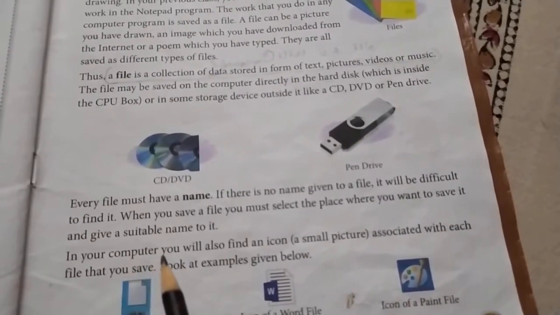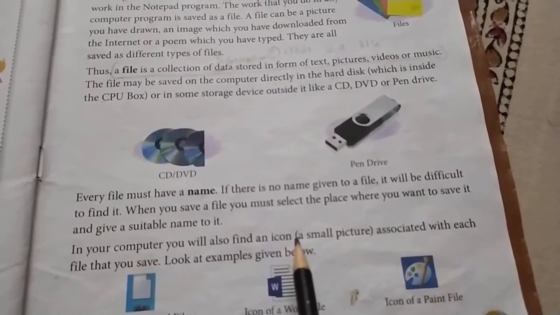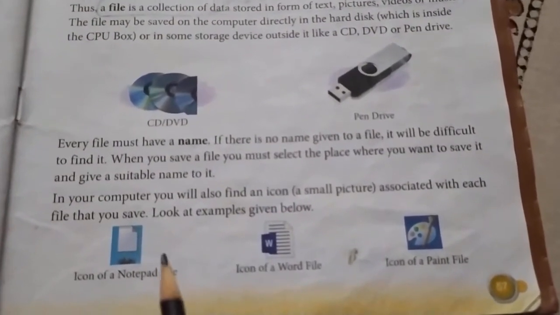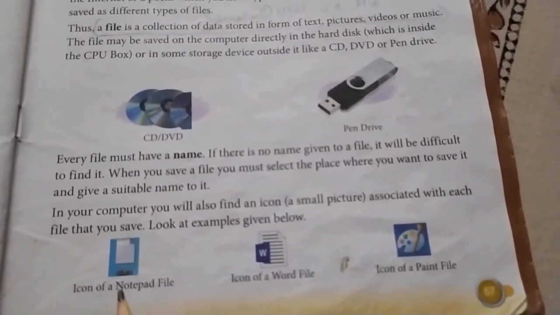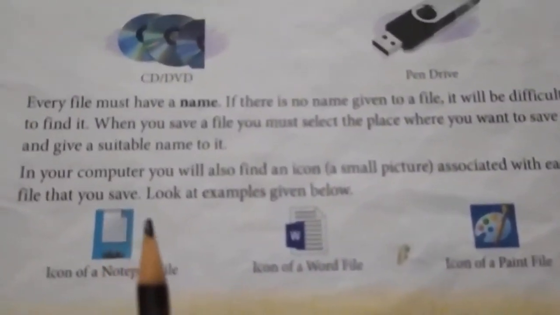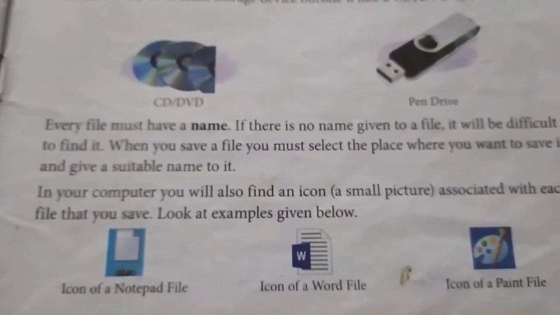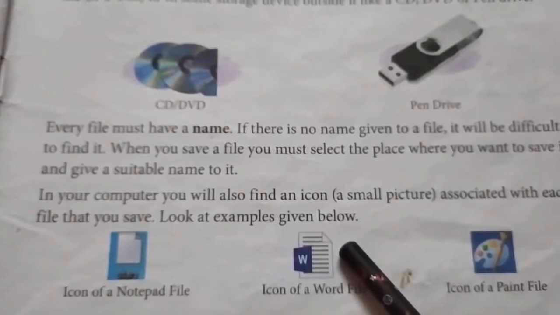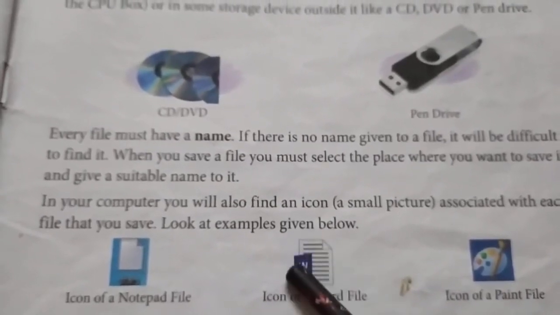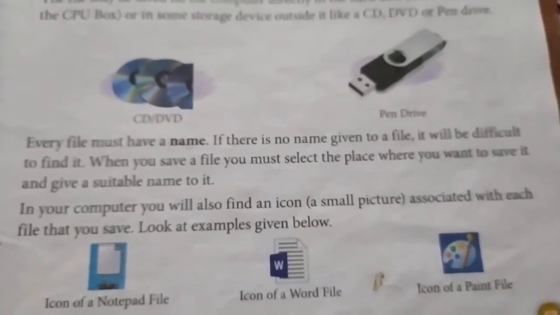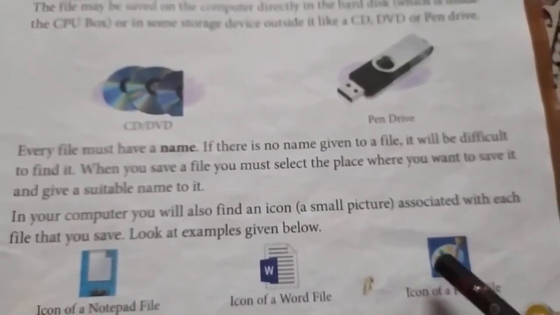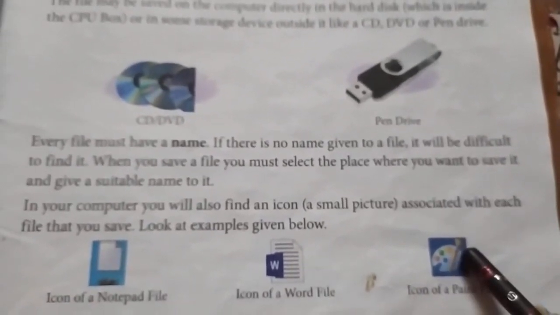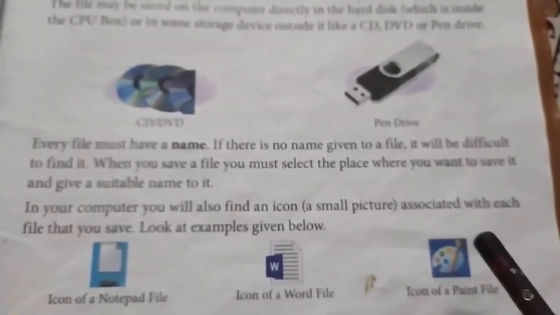Now in our computer, we will also find icons or small pictures associated with each of the files that we save. Whenever we are working with Notepad and we want to save the file, it will look like this. The Notepad file looks like this. When we are working with word processing software or MS Word, the icon looks like this. And when we are working with the Paint program, the file icon looks like this. So these are the three types of file: Notepad file, Word file, and the Paint file.